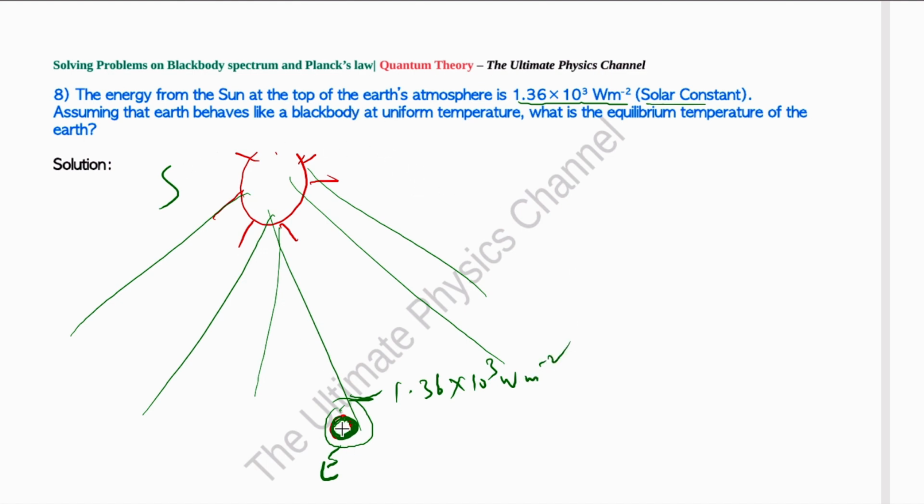Now assuming that the Earth behaves like a black body, that is, it is absorbing all radiation incident from the Sun, what would be the equilibrium temperature of the Earth? That is the question here. So first, how much energy is Earth absorbing of this energy arriving at the top of the Earth's atmosphere, 1.36 into 10 power 3 watts per meter square? So first let's calculate the absorbed power.